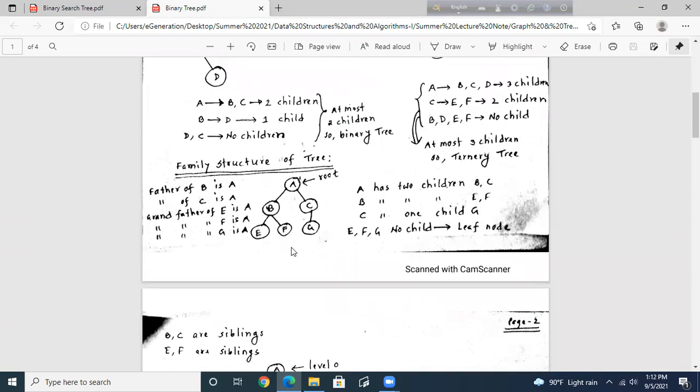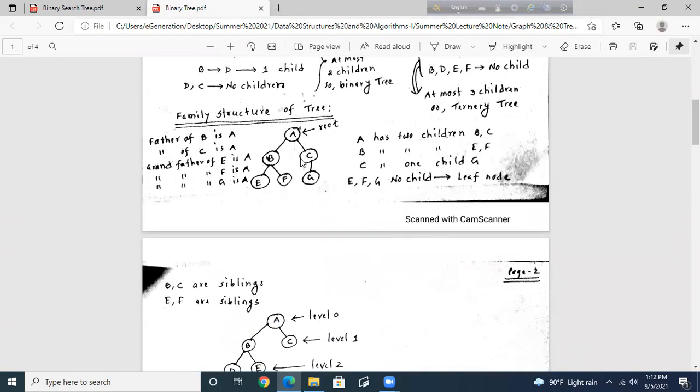And another thing you have to know, B and C are siblings, because B and C have the same father. Since B and C have the same father, B and C are siblings. E and F are siblings because E and F have the same father.